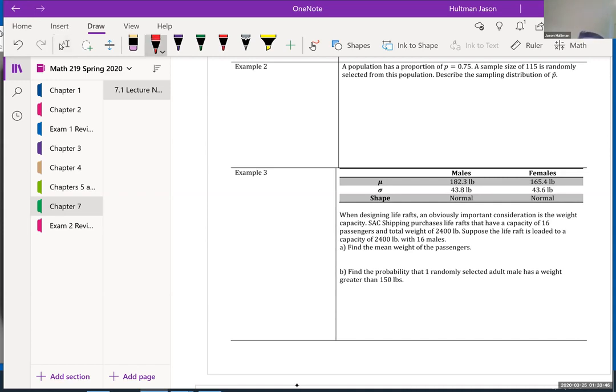Okay, when designing life rafts, an obvious important consideration is the weight capacity. SAC Shipping purchases life rafts that have a capacity of 16 passengers and a total weight of 2,400 pounds. Suppose a life raft is loaded to capacity of 2,400 pounds with 16 males.